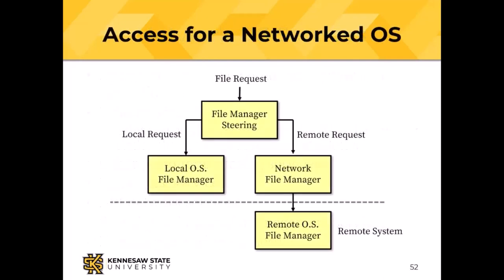So network file access works this way. A file request goes to the file manager's steering function. Local requests go to the local OS file manager, but remote requests go to a network file manager, which talks across the network to a file manager on a remote system, usually a server.